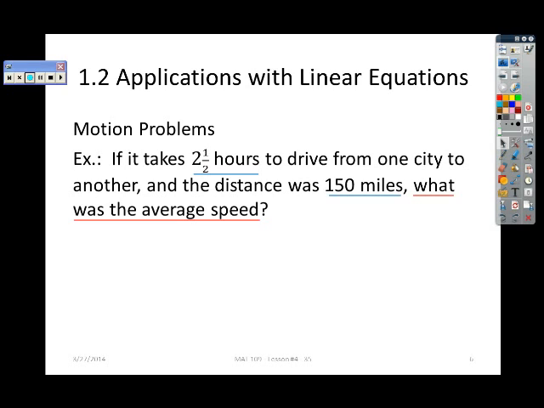So identify your information, then remember your formula. This is your formula. Distance equals rate times time. You need to remember that formula. It's not a complicated one, but you need to remember it. When you have a motion problem, distance equals rate times time.